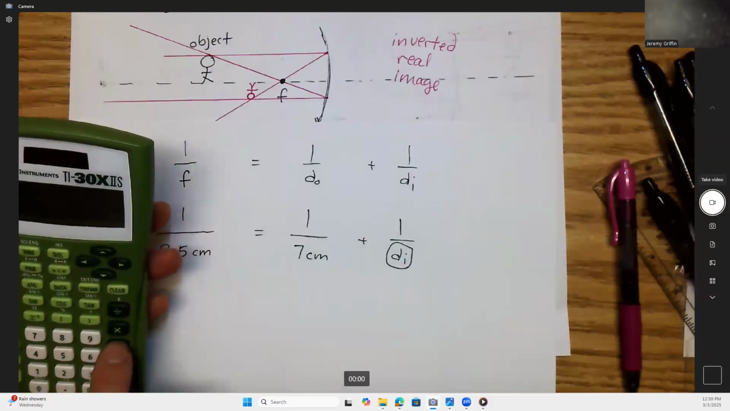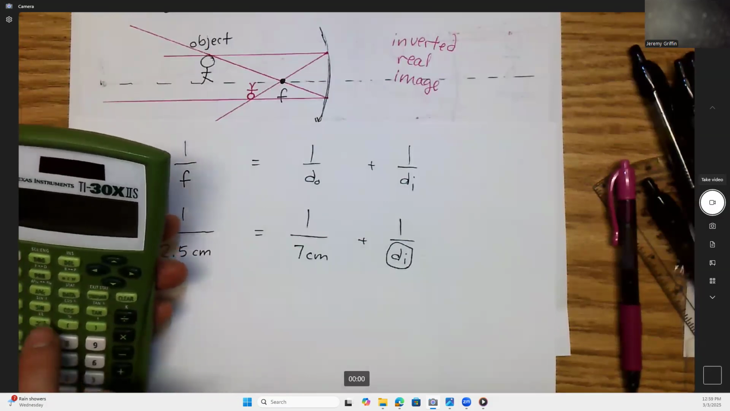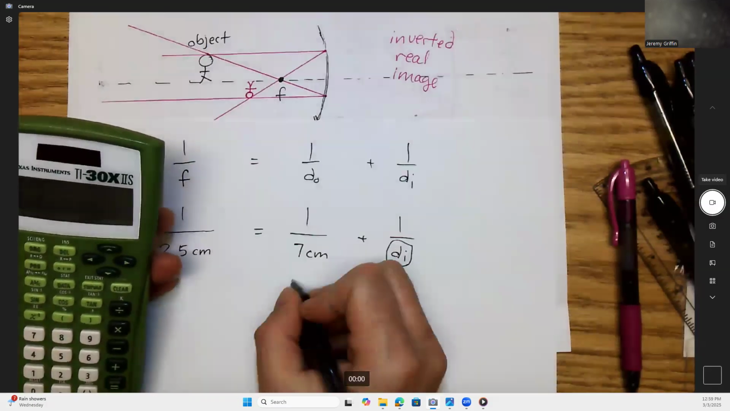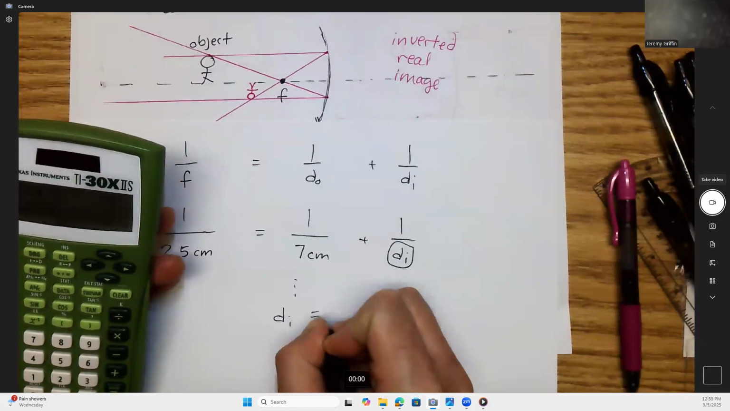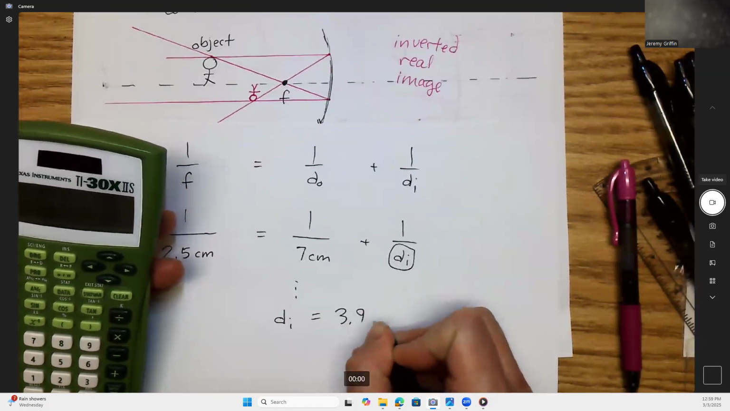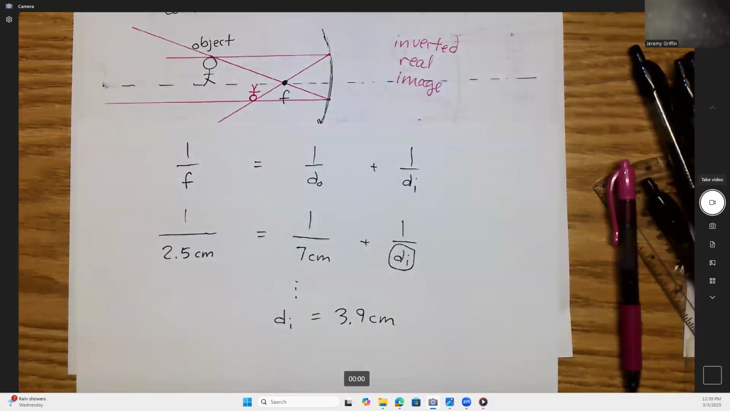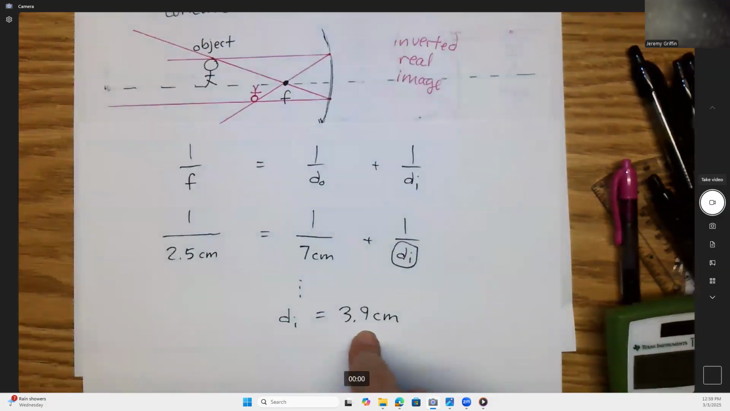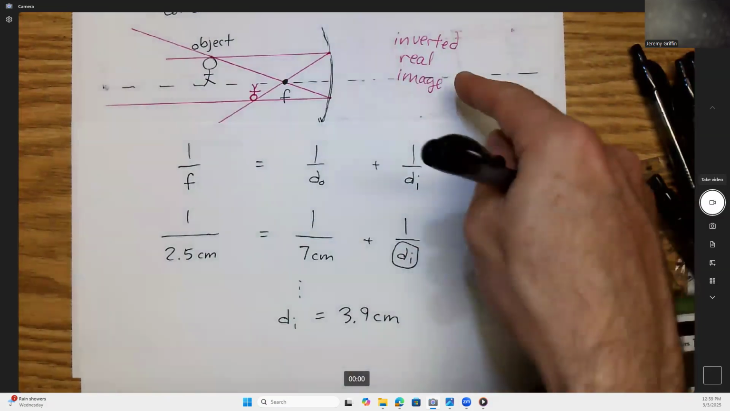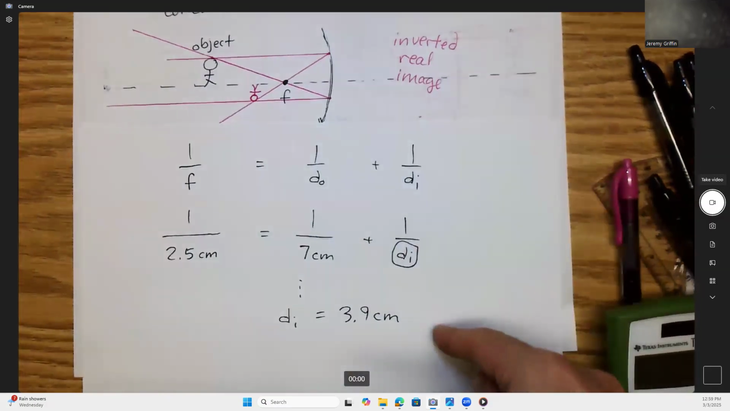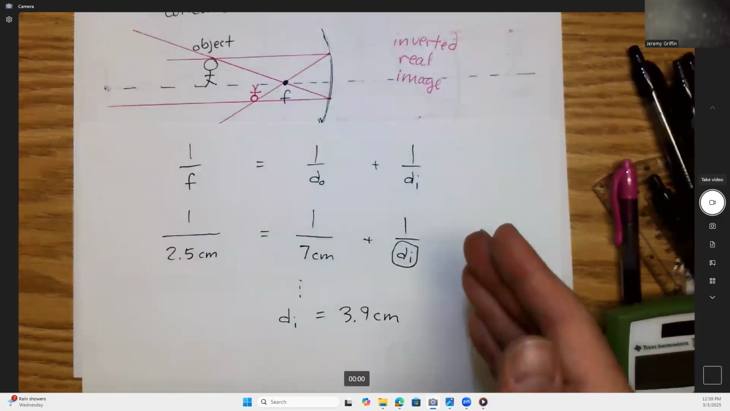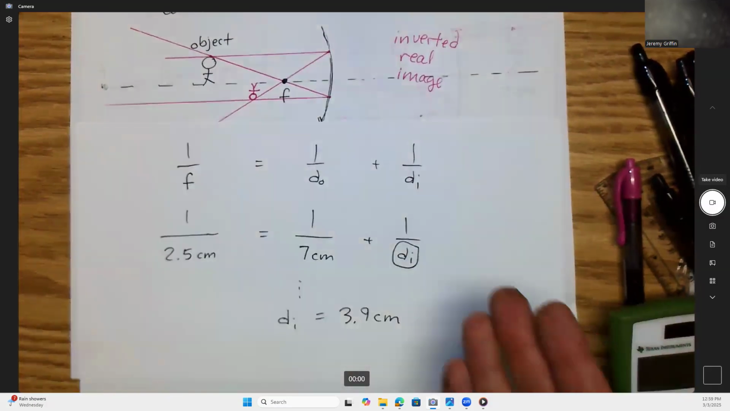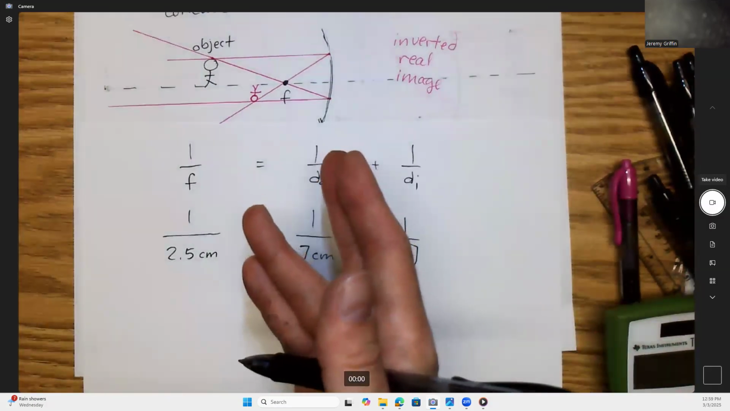1 over 2.5 minus 1 over 7. Then take the reciprocal. I'm getting distance image is about 3.9 centimeters. You guys get about that? Right. The fact that it's positive tells me it's a real image, right? Positive means real image because the image is on the same side of the mirror as the object.